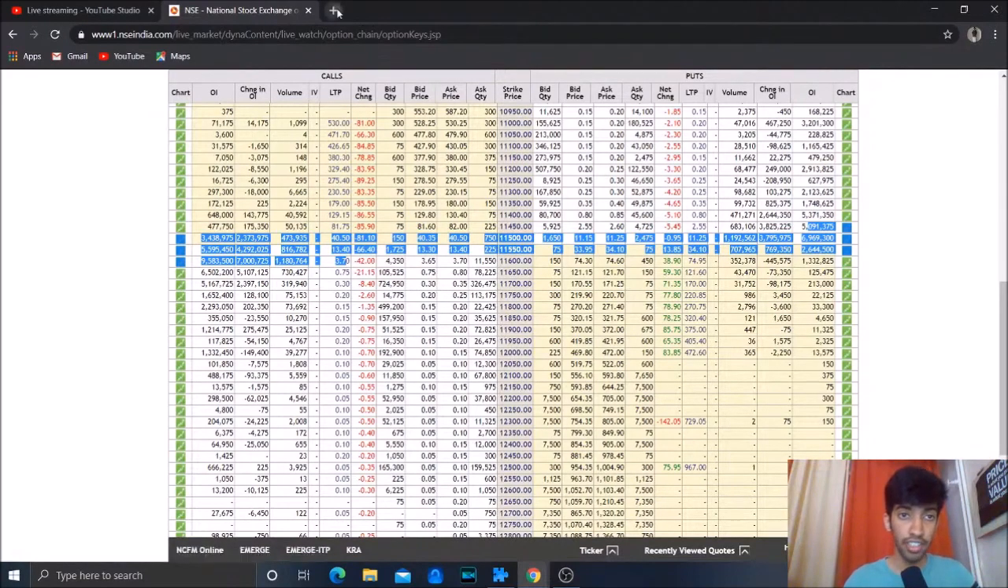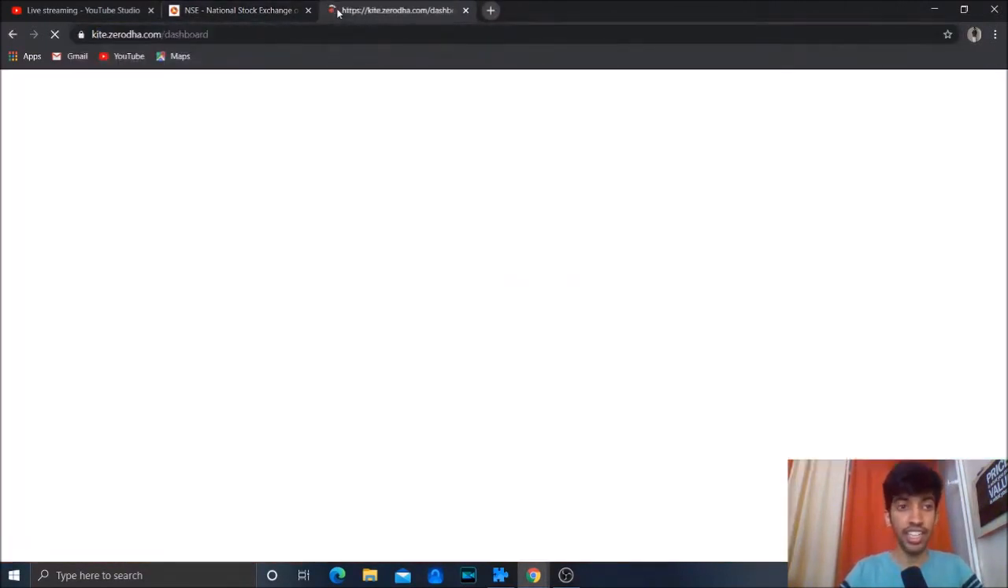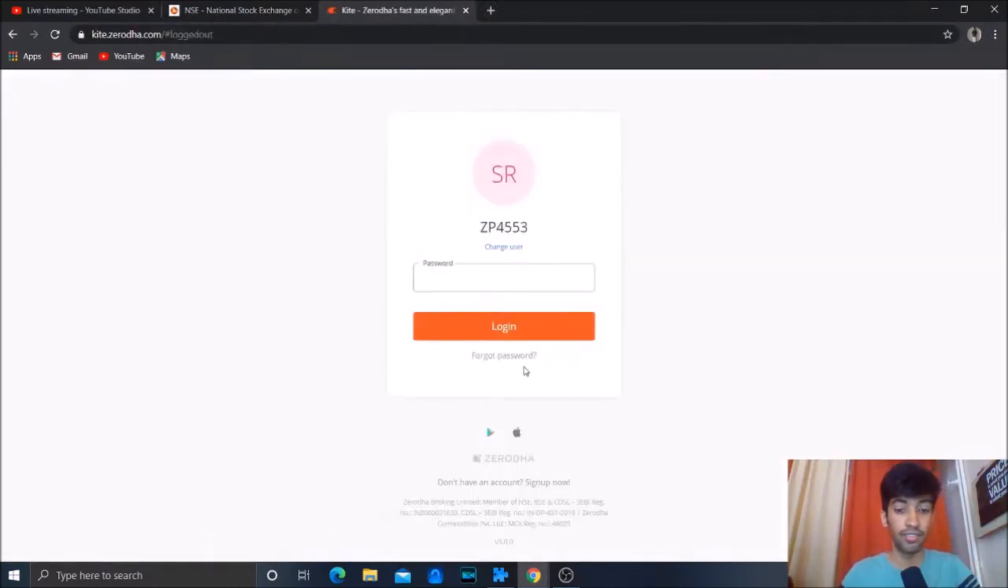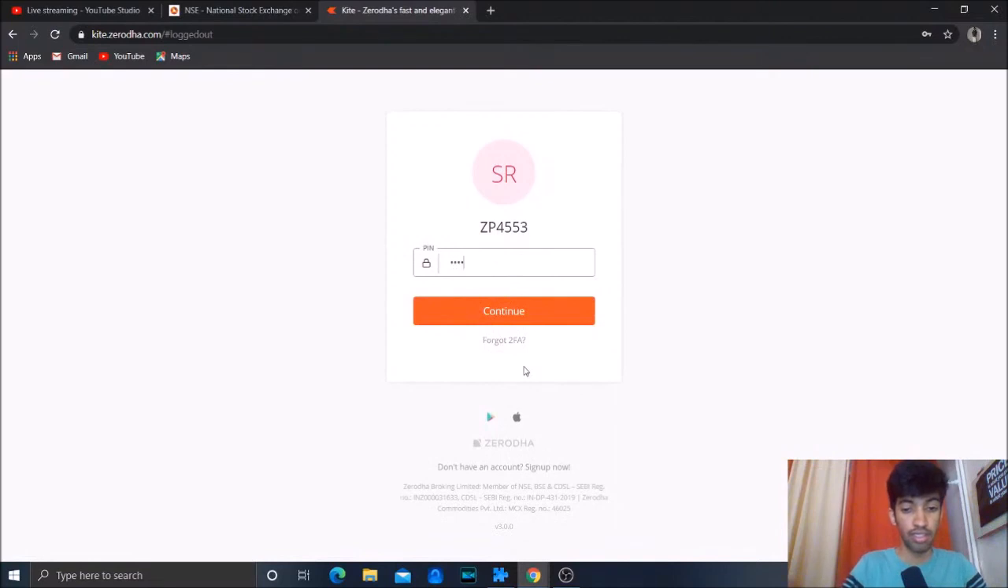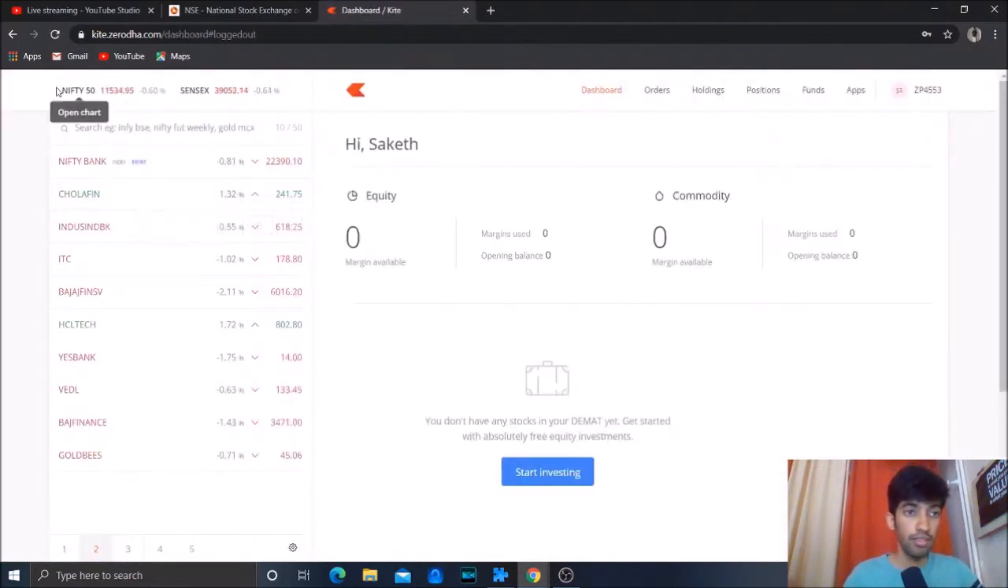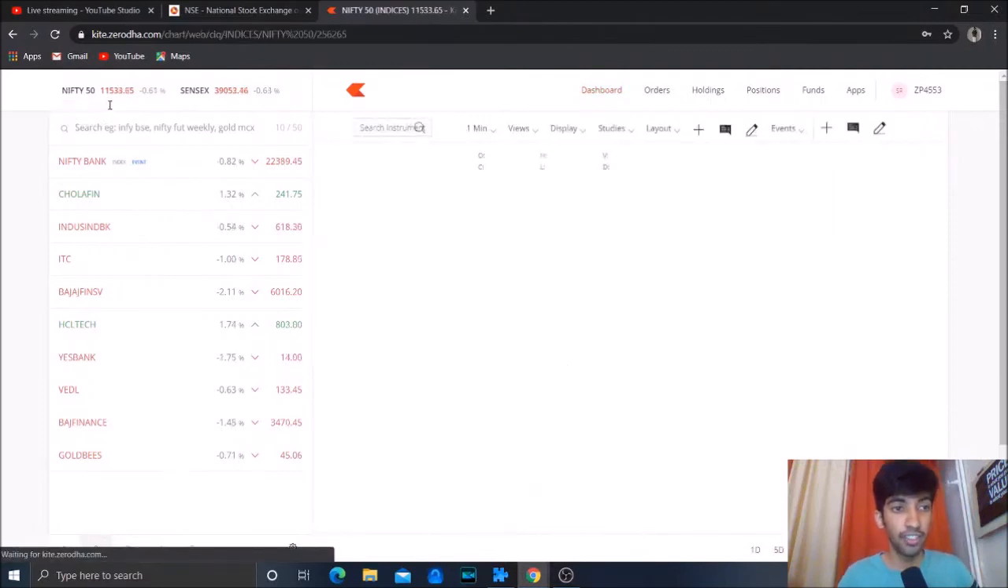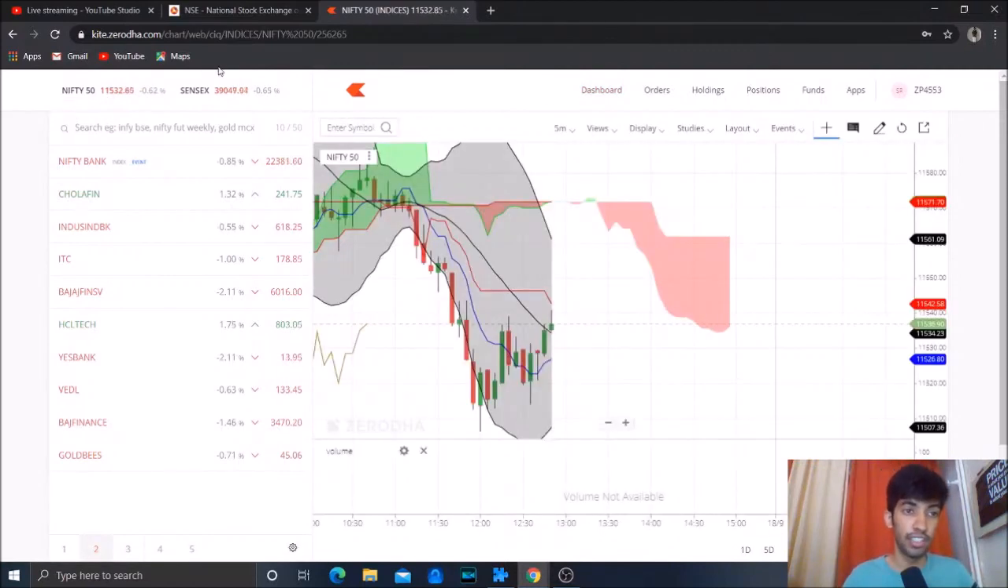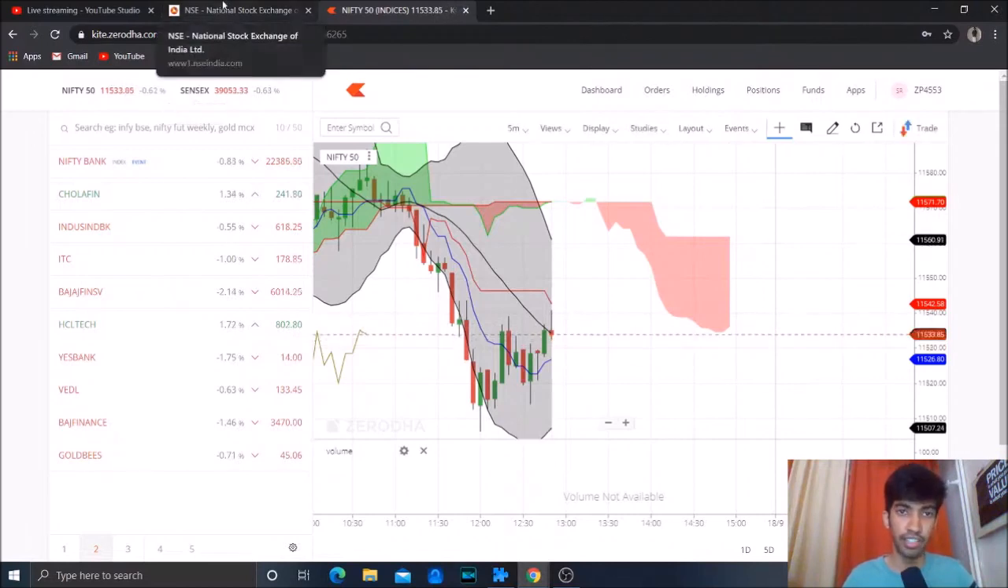So what we will do now is we'll just put on Kite, because we will have to also follow the market. We don't exactly know where the market is. So I'll just do that now. Market is trading in the range of 11,532 itself. So as long as it's between 450 and 600, it's pretty good for us.